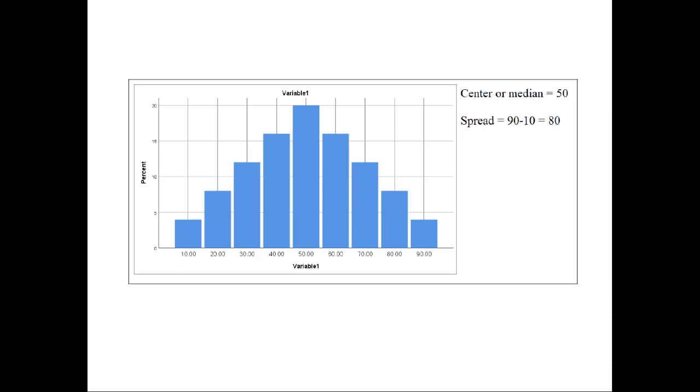For example, in this bar graph, the center or median is 50. The spread is 90, the largest value, minus 10, the smallest value, which is 80.